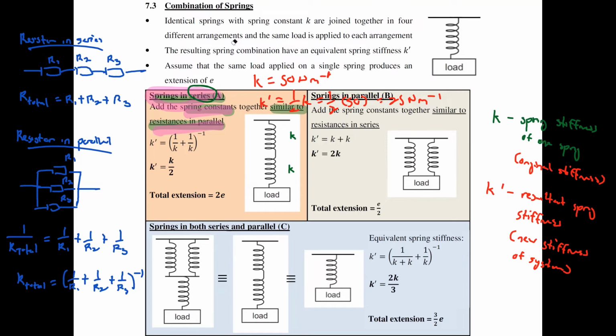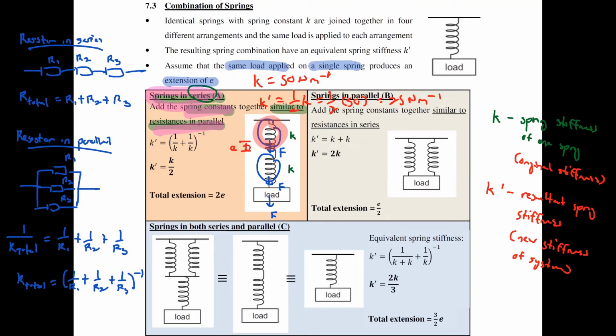Now, if I tell you that your load is, maybe I use a different color, your load here is say F. Okay, this spring here will experience a load F. This spring here will also experience a load F. Now recall that this statement here says that the same load applied on a single spring will produce an extension E. So for this one itself, you will have an extension of E.